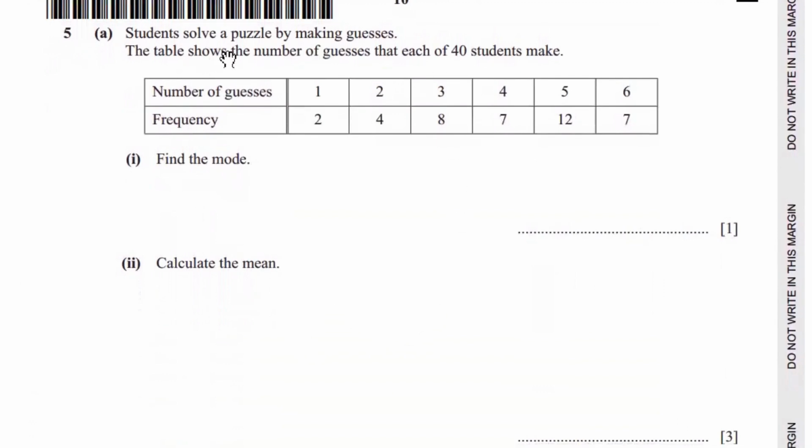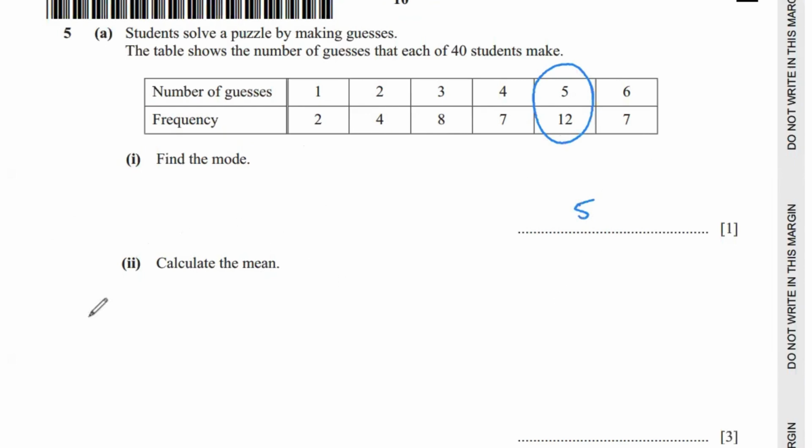Question 5 says students solve a puzzle by making guesses. The table shows the number of guesses that each of 40 students make. So we have a row for the number of guesses and then a row for the frequency. Find the mode. So mode is your highest frequency, and highest frequency is 12, which is for 5 guesses. So 5 is your mode.